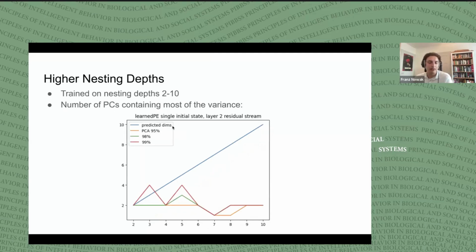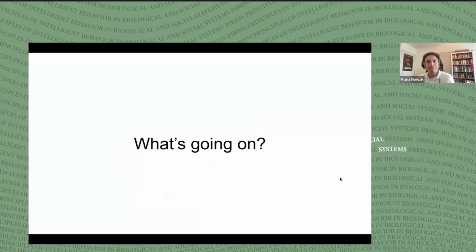If we have higher nesting depth, we train on sequences that require more and more states. What we actually see is that there's some up and down movement here. The yellow line is where PCA contains 95% of the variance. So how many principal components do we need to have 95% of the variance? That seems to be around 2. If you want basically all of the variance, it fluctuates between 2 and 4. But it never really goes up, and sometimes it even goes down. So there's something going on that doesn't look at all like the linear picture that we expect. So let's look at this.